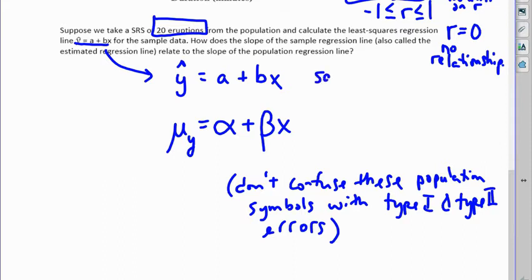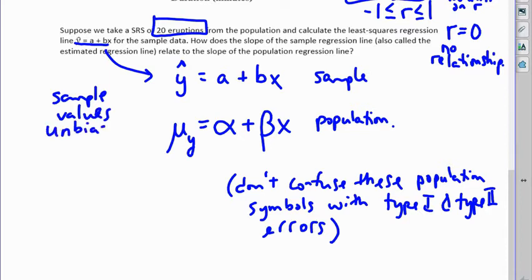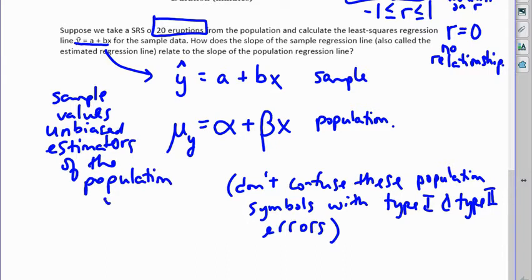So these were sample symbols, and these are population symbols, which will be important because if we're writing our null hypothesis, we need to use population symbols. And basically, in this situation, those sample values, we hope, are unbiased estimators, and they actually are, of the population values. See that on the next page.